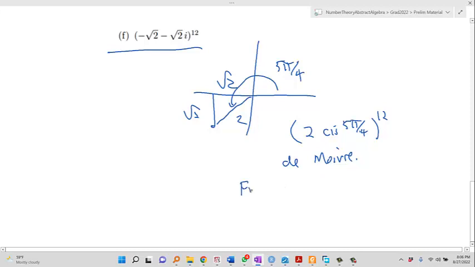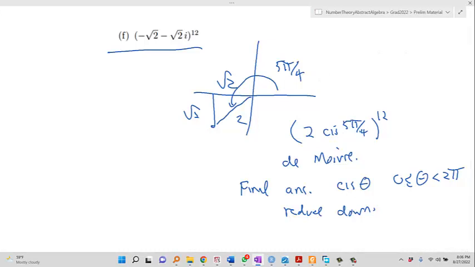So the final answer should have cis theta, where theta is between 0 and 2 pi. You can always reduce it down. And in fact, in this case, you don't even write it as a cis. In this case, you can write the answer as a number. It's a well-known number when you reduce this down and find out. Think about what cis of 15 pi is. All right, so that's that one.